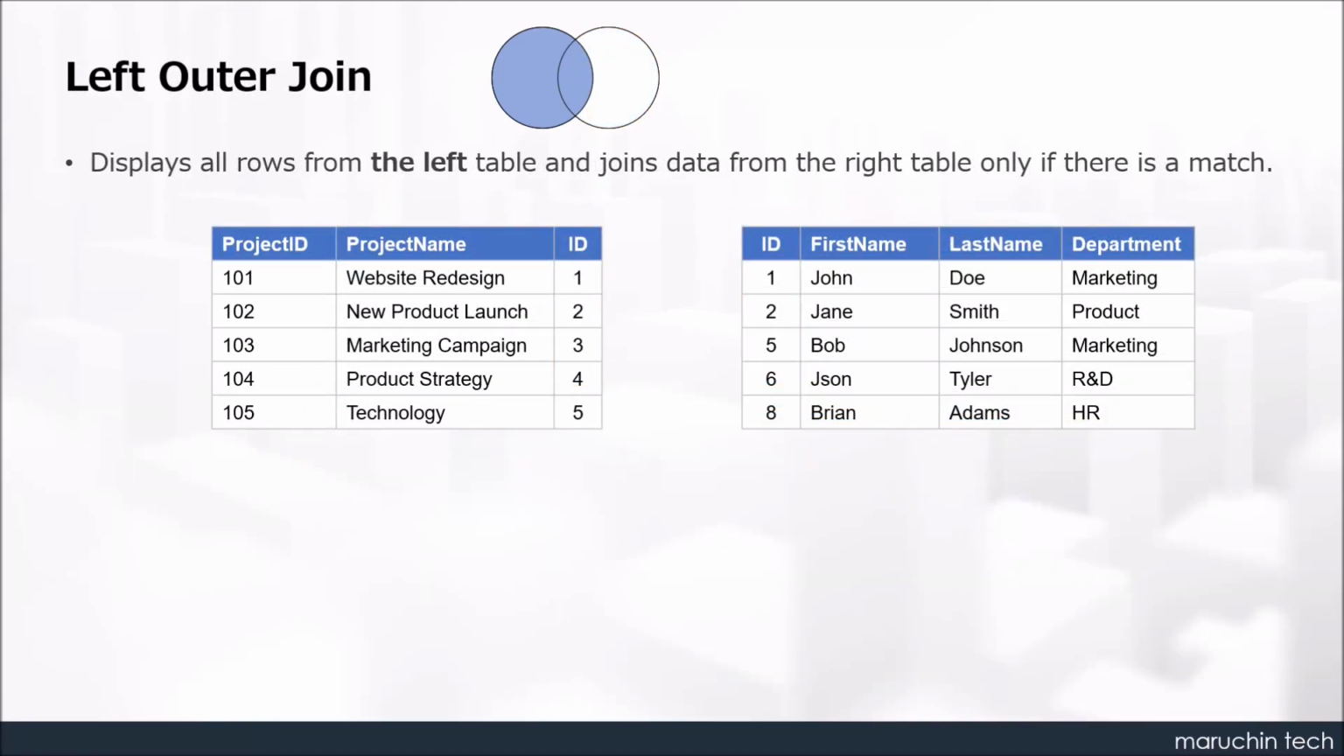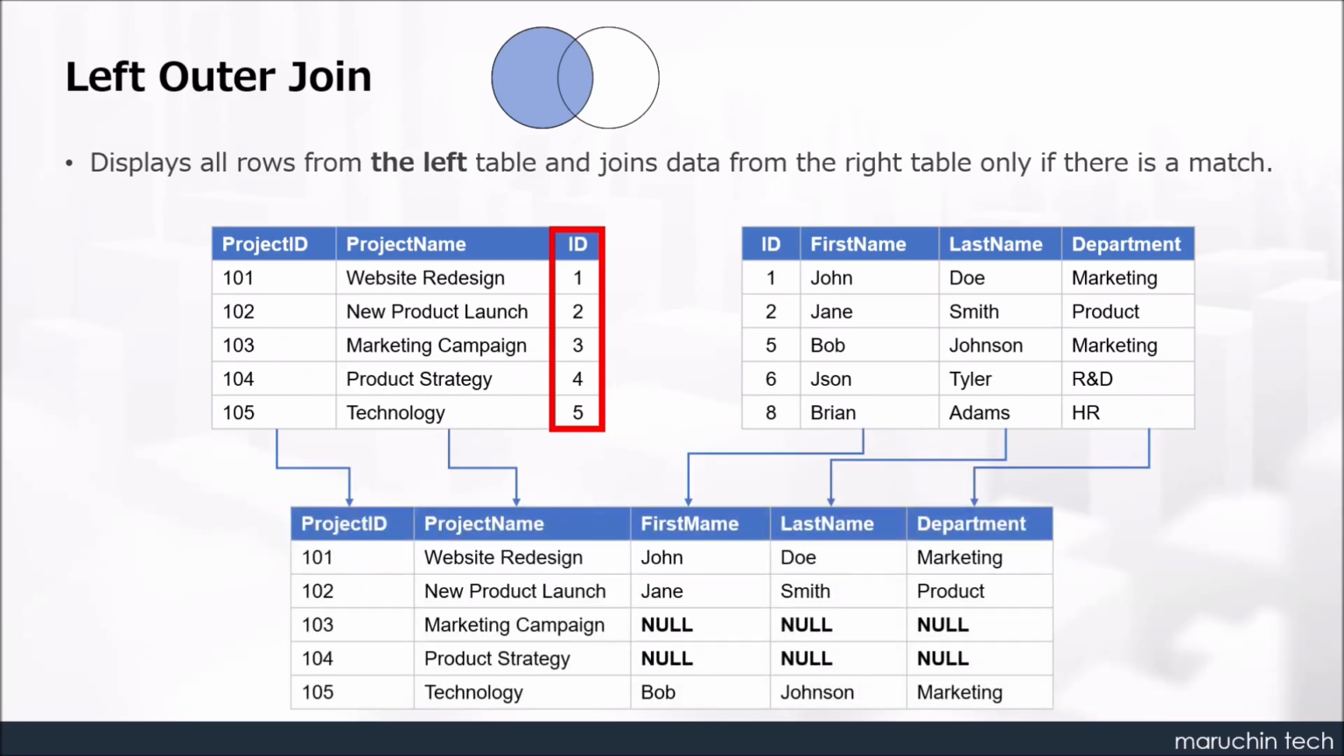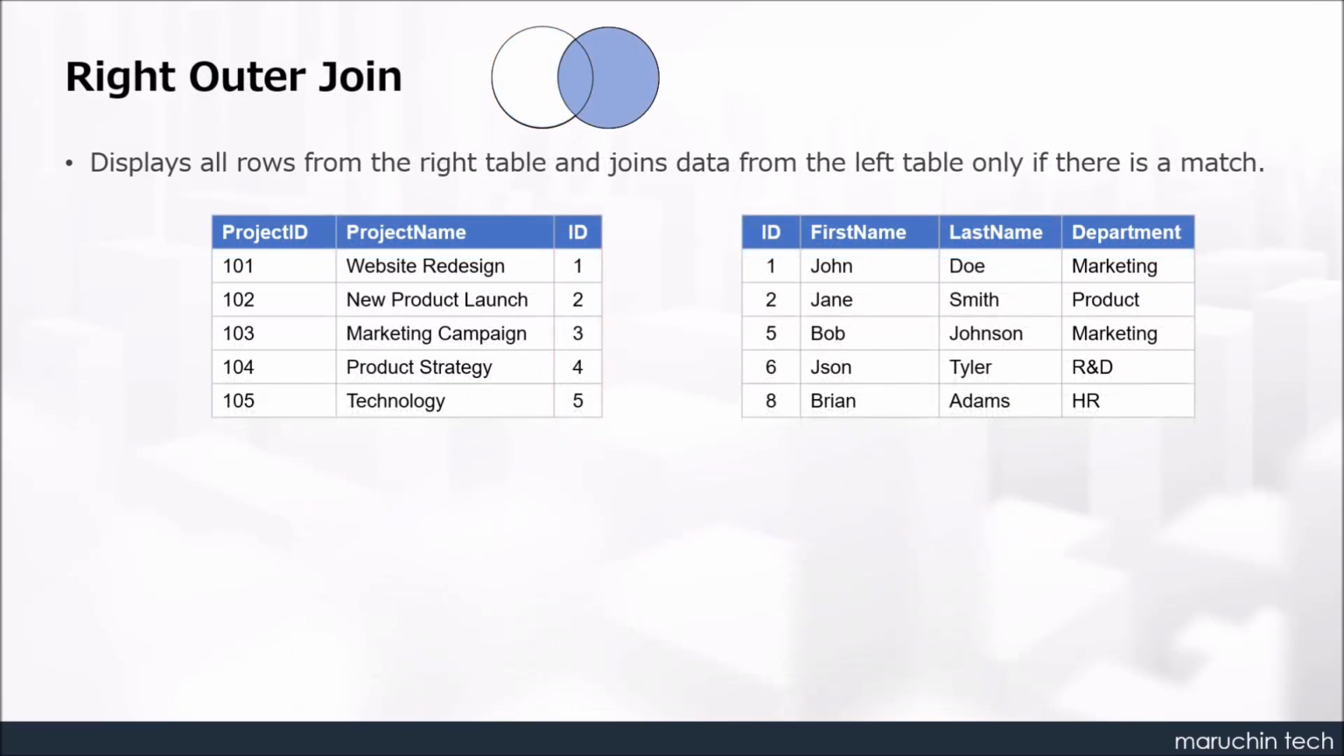There are two types of outer joins depending on the direction, left outer join and right outer join. A left outer join displays all rows from the left table and joins data from the right table only if there is a match. Since the left table has IDs 1, 2, 3, 4, and 5, we extract the data for those IDs. Conversely, a right outer join displays all rows from the right table and joins data from the left table only if there is a match. Since the right table has IDs 1, 2, 5, 6, and 8, we extract the data for those IDs.